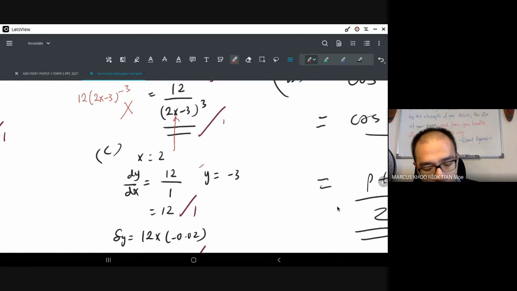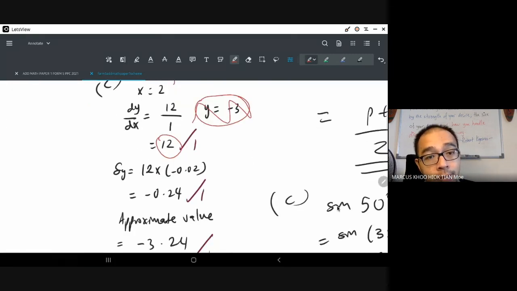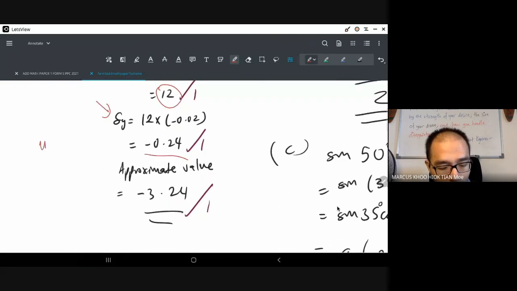Okay, and it will give me the value of 12. So the del y will be 12 times negative 0.02, which will be negative 0.24. So the approximate value of y, this one is the small change in y. The approximate value of y will be y plus del y.